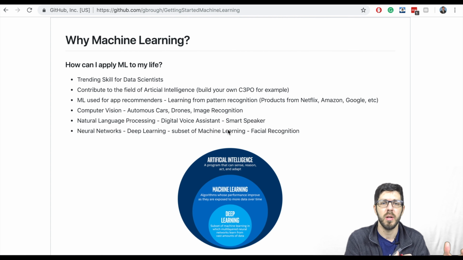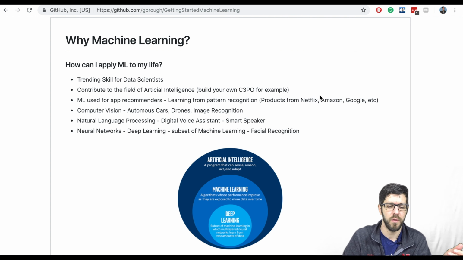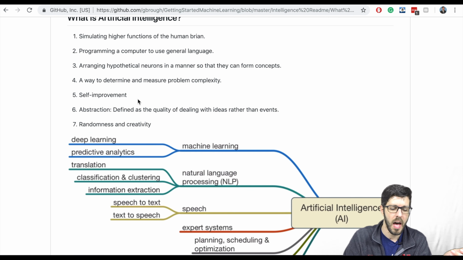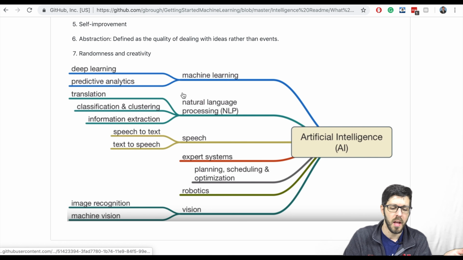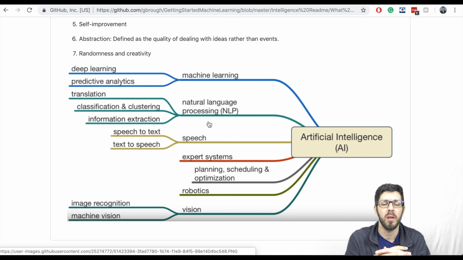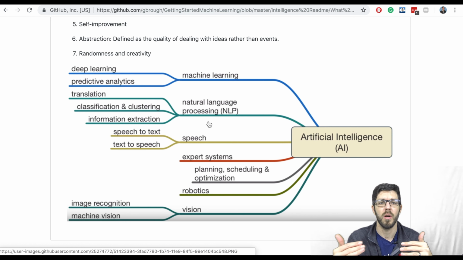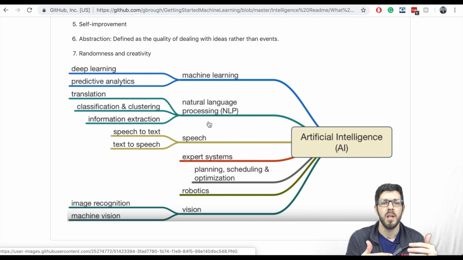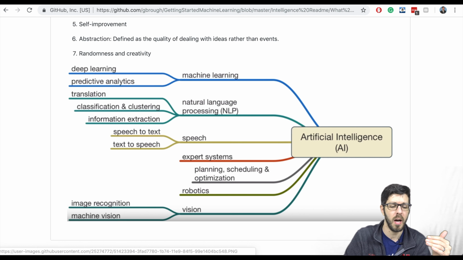Machine learning is also in other fields of discipline. So for example, let's take a look at this here. I found this great infographic about how it branches into artificial intelligence. So for example, it also can be applied in other fields such as computer vision and natural language processing. So machine learning can be applied in those fields.